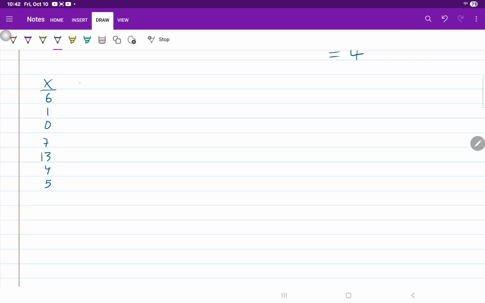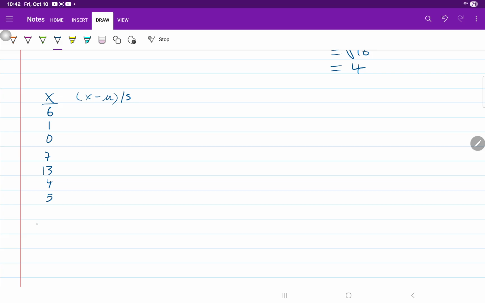So for the z-scores, we need x minus mu divided by our standard deviation. So copy that back down here. Mu equals 5, I think it was. Standard deviation was equal to 4. Is that right?